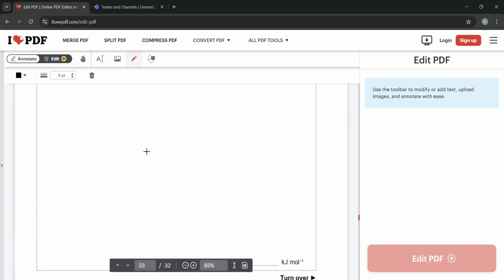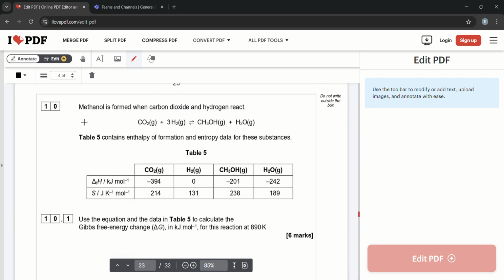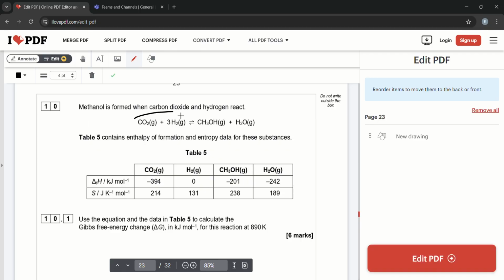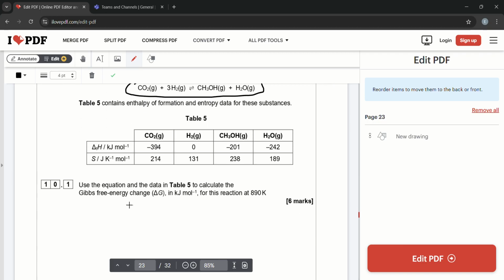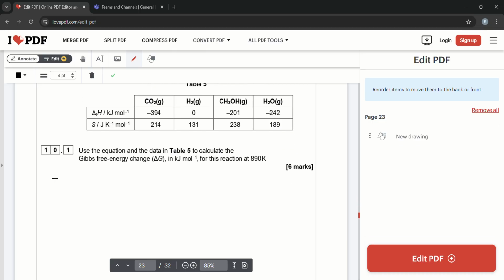So 10.1, methanol forms when carbon dioxide and hydrogen react. That's the equation. Table 5 contains enthalpy information and entropy data for these substances. Use the equation and data in table 5 to calculate the Gibbs free energy change in kilojoule per mole to power minus 1 for this reaction at 890 Kelvin.